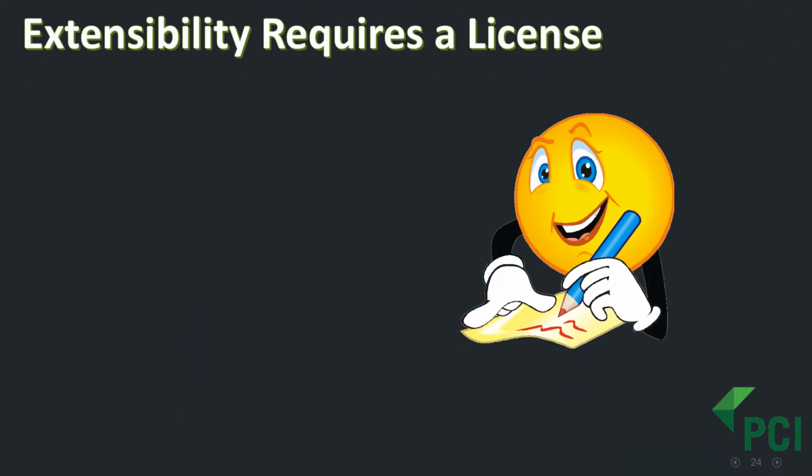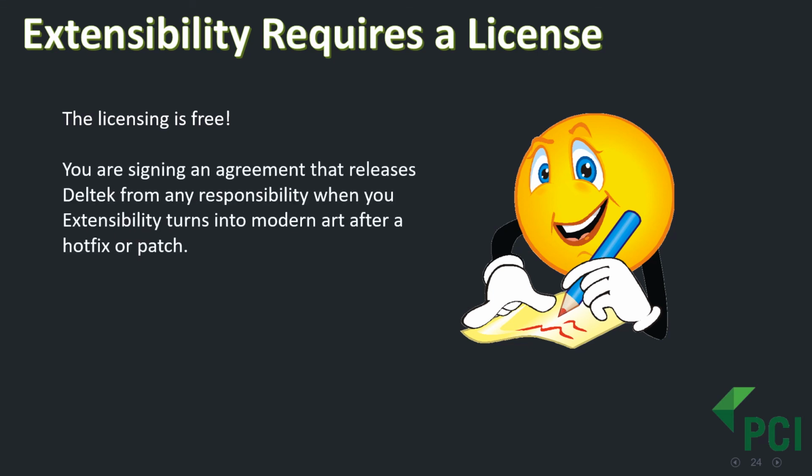While extensibility may already be installed in your system, it does require a license. However, the license is free. You're basically signing an agreement that states that you understand that Deltek is not responsible for your extensibility getting messed up as a result of a hot fix or a patch or a release. And you may run into this, especially if you are embedding fields or you're moving their stuff around. The best thing is to test your extensibilities when you know hot patches and fixes have been applied to the system.